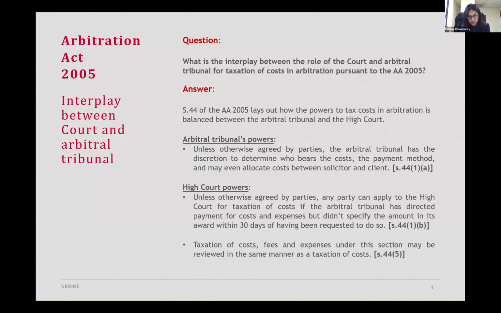In a situation where the arbitral tribunal has directed payment for costs and expenses, but did not specify the amount in the award, then what the parties can do is make a request to the tribunal to do so. This is provided in Section 44(1)(b) of the Arbitration Act 2005.